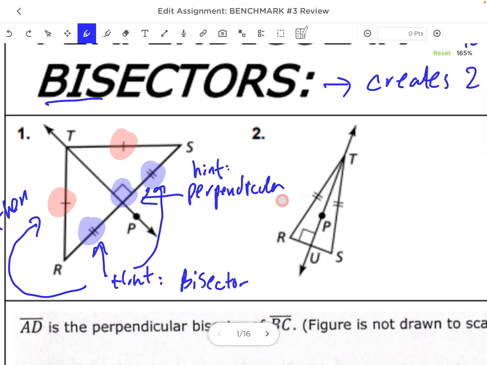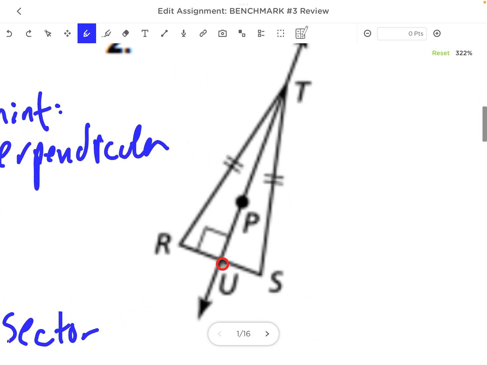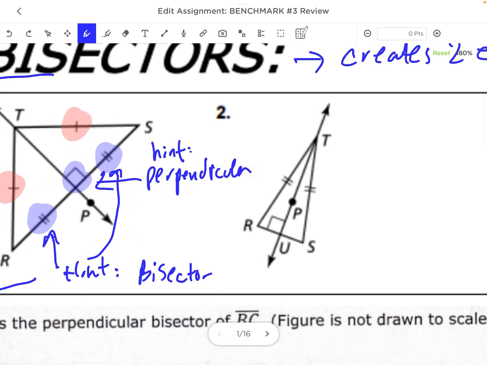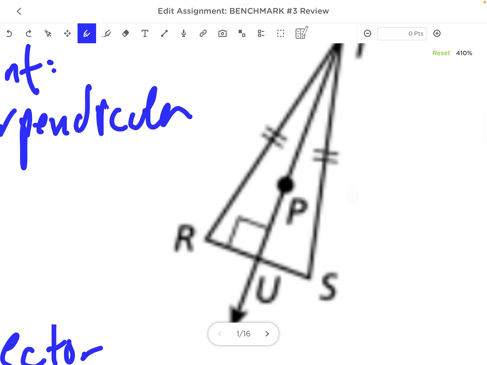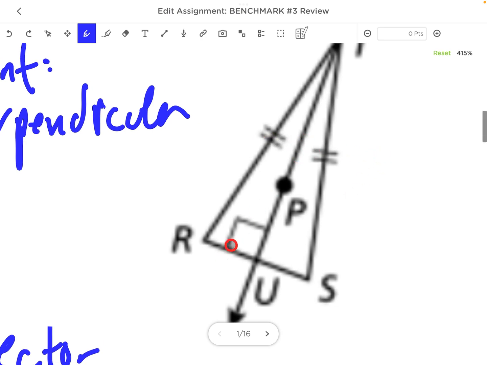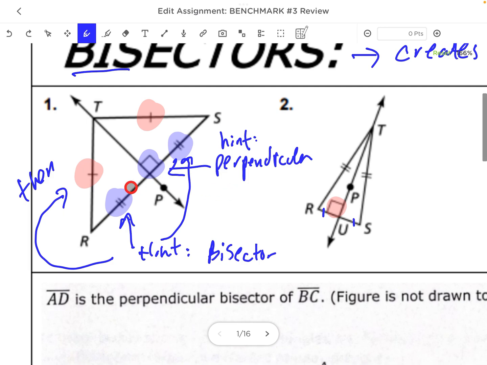Okay, so let's take a look at this one. If this is perpendicular, and if these two are equal, just like we said, that means these two are equal. Now we can think the other way. If these two are equal and this is perpendicular, then that tells us that this one equals this one. So even if they're not labeled, that's what we want to think.